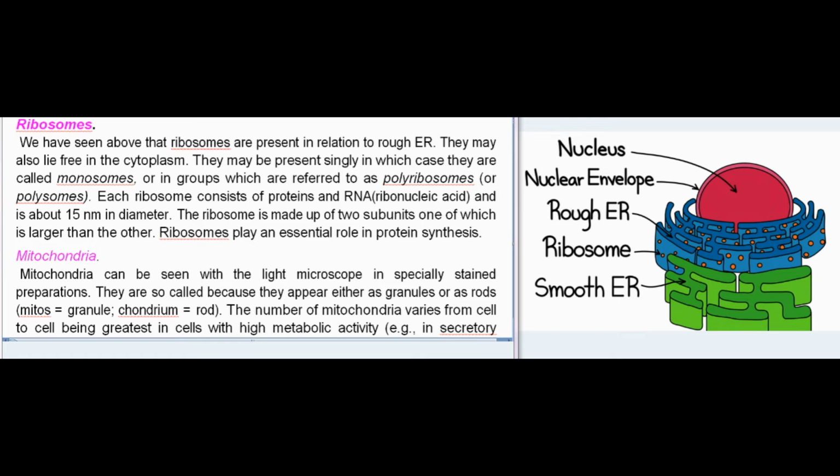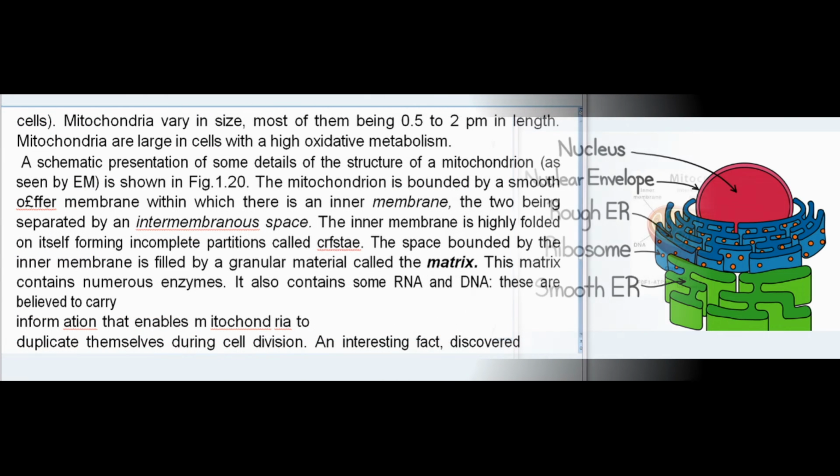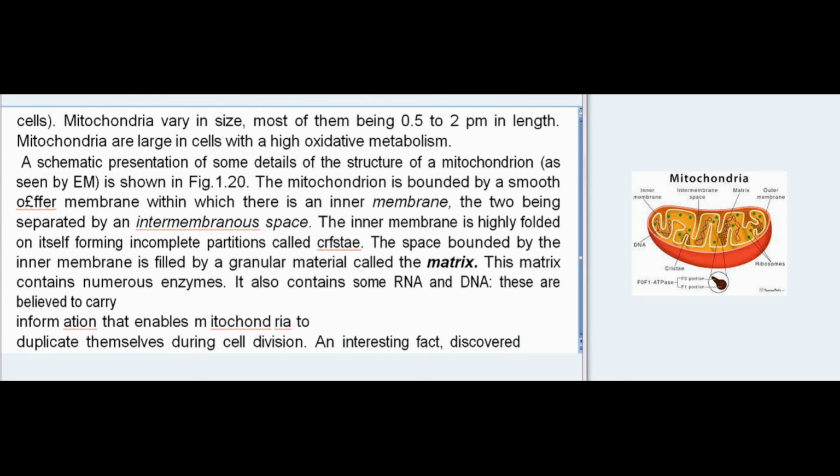Mitochondria. Mitochondria can be seen with the light microscope in specially stained preparations. They are so called because they appear either as granules or as rods. Mitos equals granule, chondrium equals rod. The number of mitochondria varies from cell to cell, being greatest in cells with high metabolic activity, example in secretory cells. Mitochondria vary in size, most of them being 0.5 to 2 µm in length.